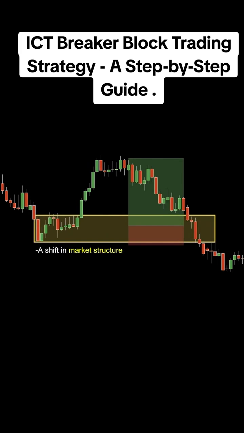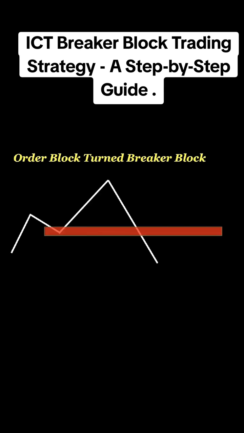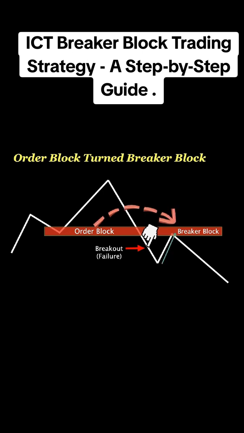A shift in market structure. The market being overbought or oversold. The release of major economic news or other fundamental factors. When an order block fails, it essentially means that the level didn't hold, and the market broke through it. But here's the important part. When an order block breaks, it often transforms into a breaker block. The market treats this breaker block as a new opportunity. So when the price revisits this zone, it gives you another chance to enter the market, this time in the opposite direction. Let's take a deeper look at the psychology behind breaker blocks and understand why they work so well.